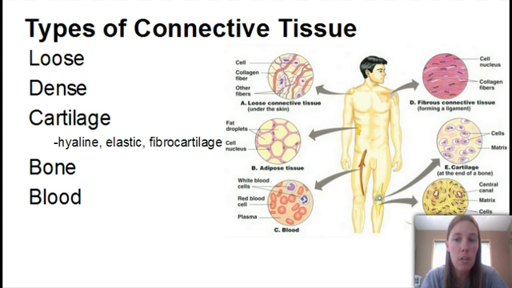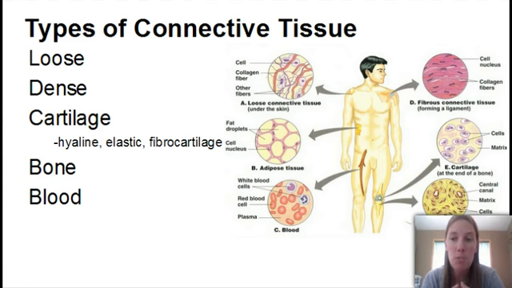Then we have cartilage, and there are three types of cartilage. Cartilage does not have nerve fibers and does not have blood vessels. Think about your ear: it doesn't hurt to bend your ear in different directions. Now, of course, if you bend it far enough, it's going to start affecting the cells that do have nerve endings, and that's when it's going to hurt. But you have three different types of cartilage.